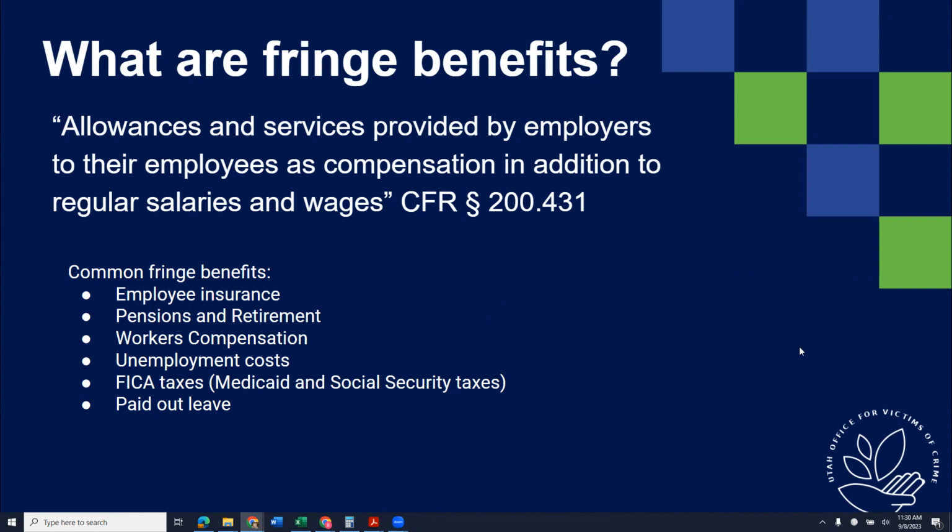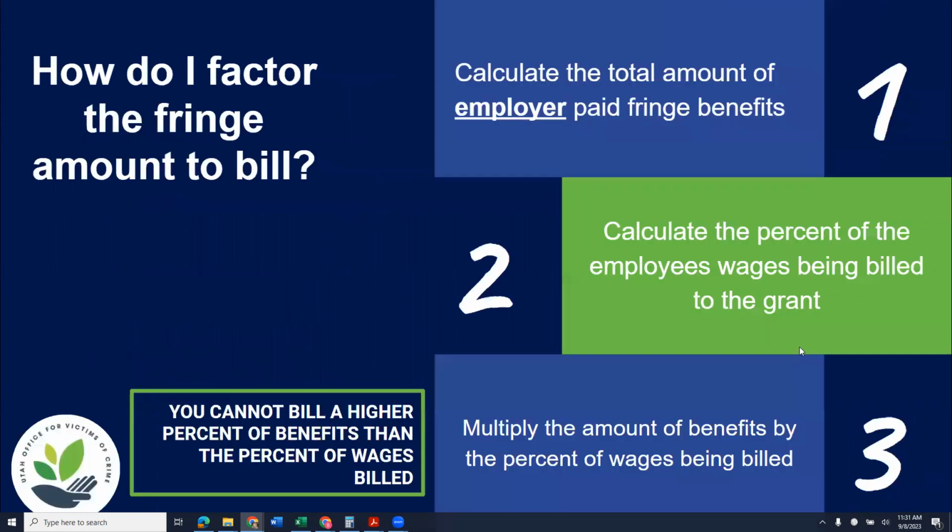Some of the common benefits are employer insurance, pensions and retirement, workers' compensation, unemployment costs, FICA taxes, and paid out leave. The paid out leave would be if an employee leaves your agency and they have something like vacation time that they have accrued that needs to be paid out. You would bill that under fringe, and it could be included in your fringe benefit bill.